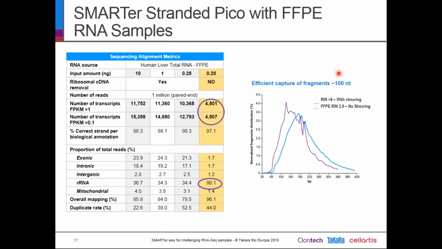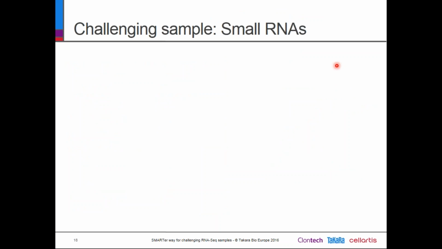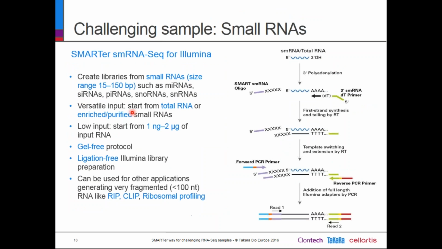But this PICO kit allows the efficient capture of fragments of a minimum size of around 100 nucleotides, as we show here with 2 different RNAs. But what happens if you are interested in analyzing RNAs smaller than that, smaller than 100 nucleotides? So you are interested in analyzing small RNAs. We have developed also SMARTer technology to enable working with these RNAs. So this is called the SMARTer Small RNA-Seq kit for Illumina.